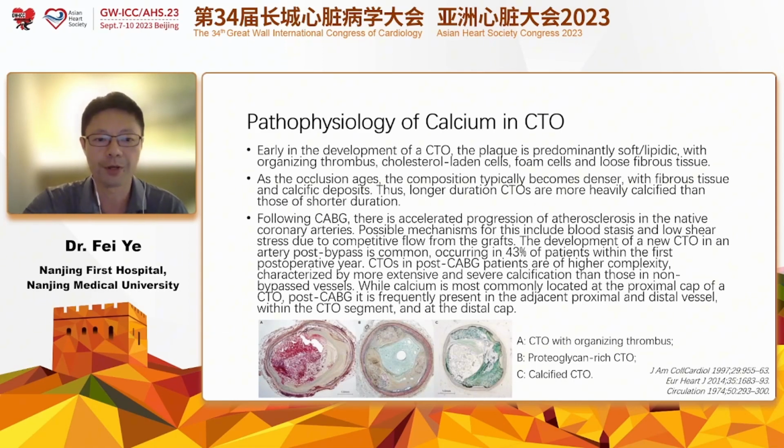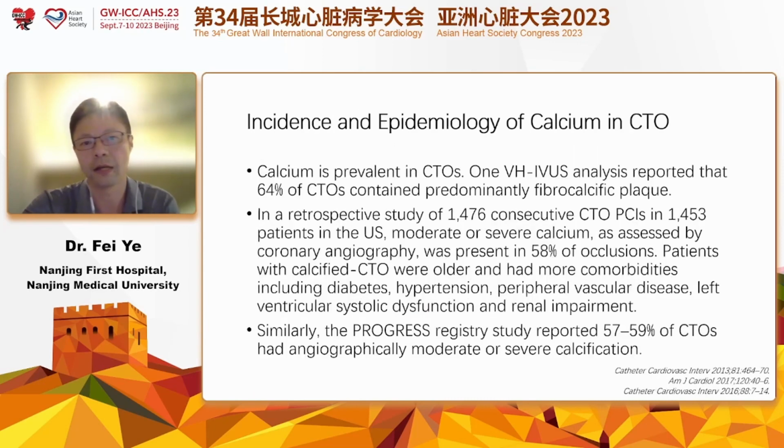Following CABG, there is accelerated progression of atherosclerosis in the native coronary arteries, with possible mechanisms including blood stasis and lower shear stress due to the competitive flow from the graft. The development of a new CTO in an artery post-CABG is common, occurring in 43% of patients within the first post-operative years. CTOs post-CABG are often of higher complexity, characterized by more extensive severe calcification.